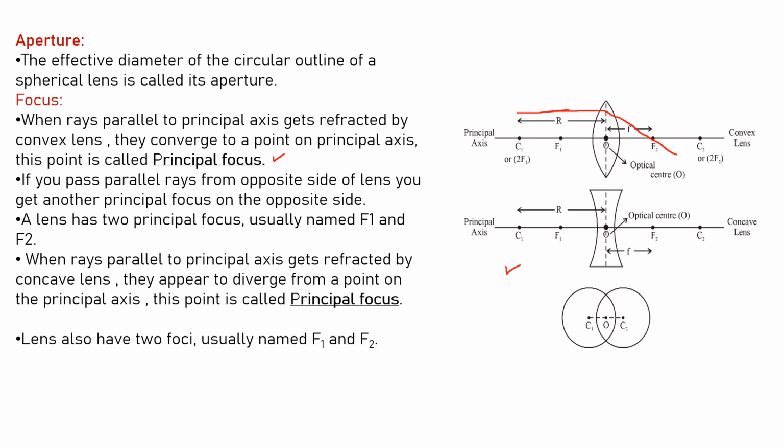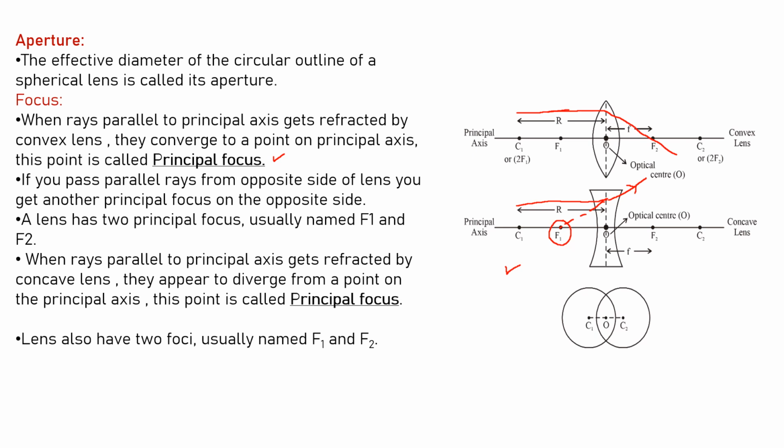Now, if I draw a ray over here, at this point it will get refracted. But if I extend it back, you will see that this ray appears to be coming out from F1. It appears to diverge from a point on the principal axis. It appears that the rays are coming from F1. So this one is my principal focus.